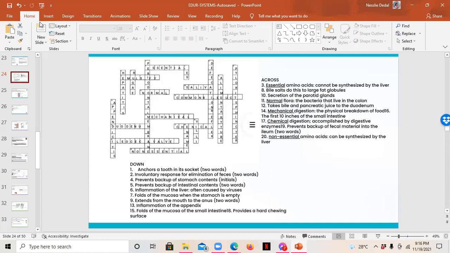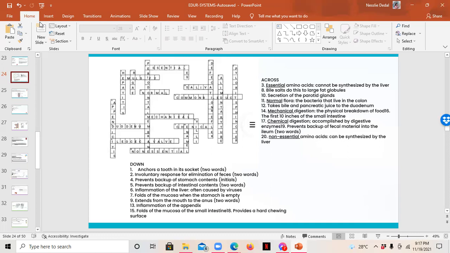Number 6, inflammation of the liver, often caused by viruses. Answer is hepatitis. Number 7 down, folds of the mucosa when the stomach is empty. Answer is rugae.